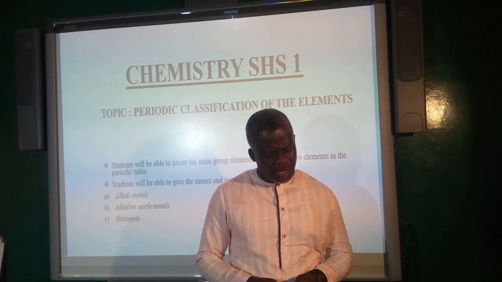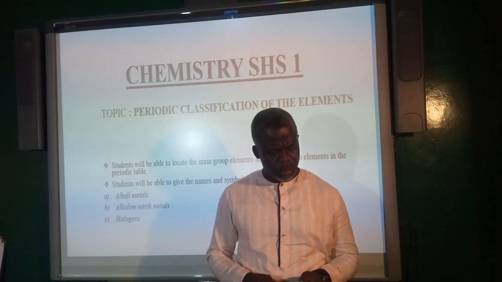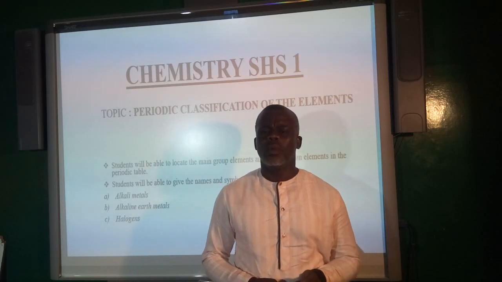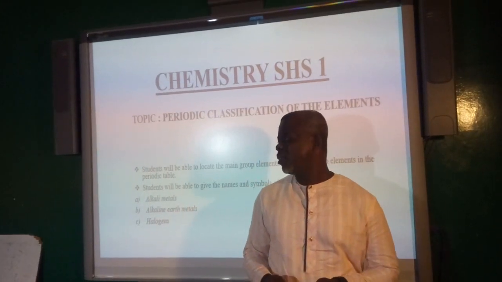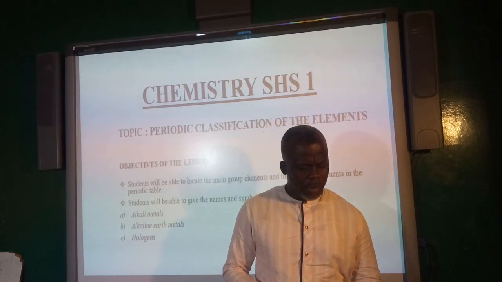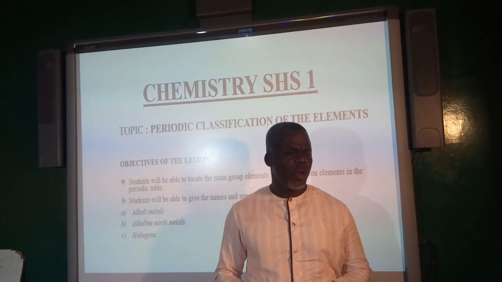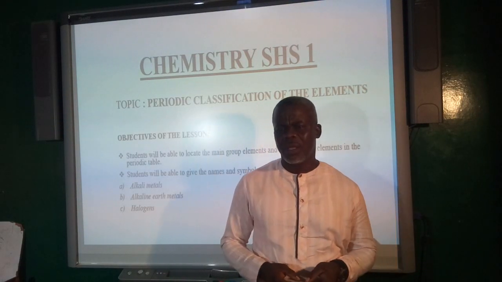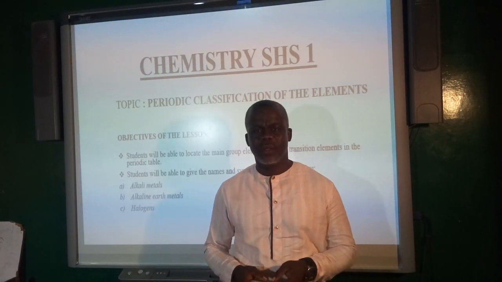The objectives of the lesson are as follows. By the end of the lesson, you'll be able to locate the main group elements and the transition elements. Secondly, you'll be able to name and give symbols of the elements under the following: alkali metals, alkaline earth metals, and the halogens.